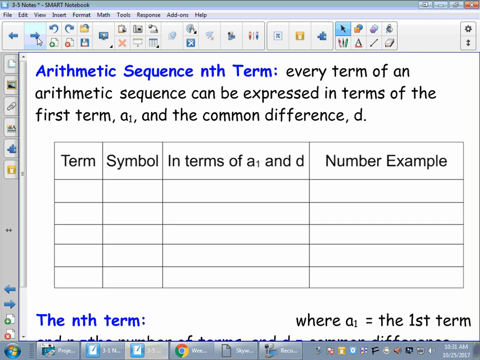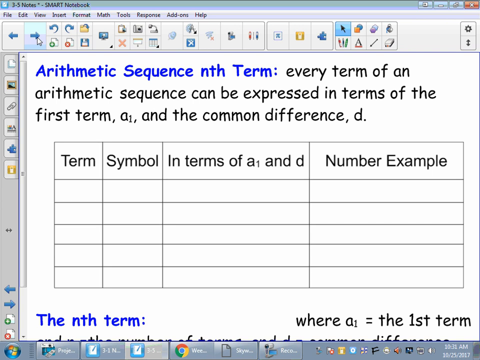I'm going to save this table for when we're in class. I think it's a good thing to reference while we're in class. But now we're going to talk about using a sequence. Maybe I wanted to find the 100th term, and I didn't want to list all 100 terms to do that. You can actually find any term in a sequence once you establish the sequence. You need to know how many terms are in the sequence, the first term, and the common difference. Every term of an arithmetic sequence can be expressed in terms of the first term and the common difference.